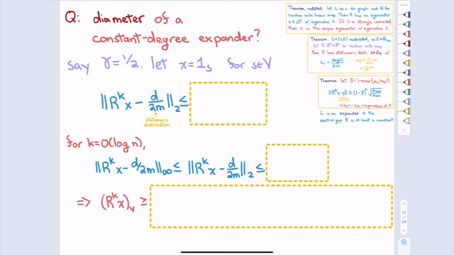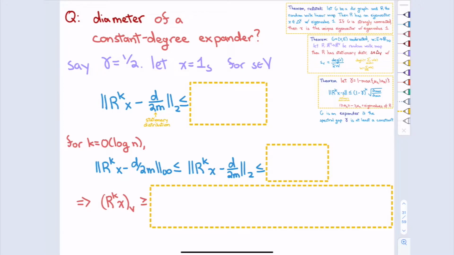Okay, so let's say you're starting from some vertex S. So X just puts all the probability mass on vertex S and 0 elsewhere. Let's see what happens. I start randomly walking from X, right? The stationary distribution is, let's say the constant degree is D, so the stationary distribution is D over 2M. So, what goes in this box?